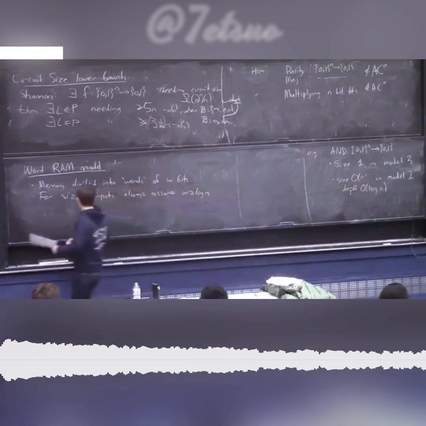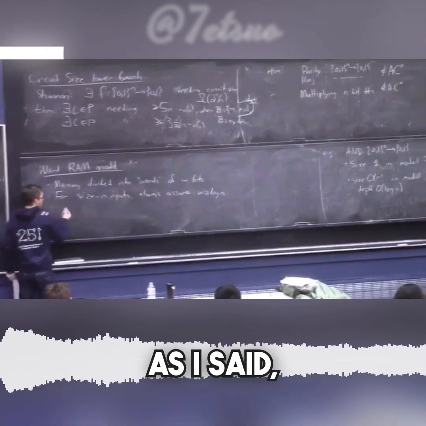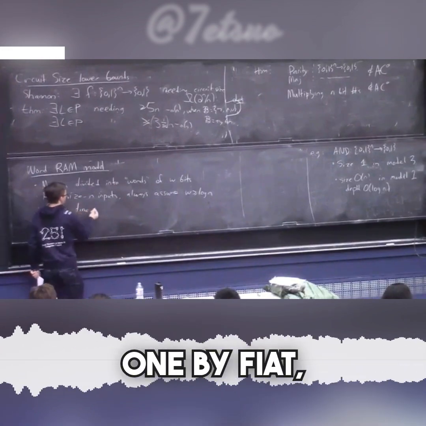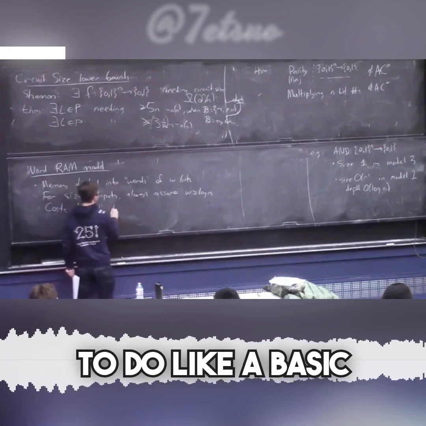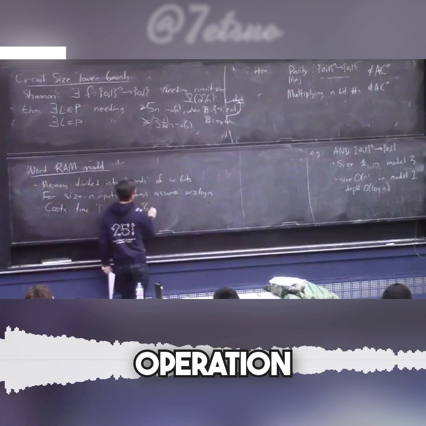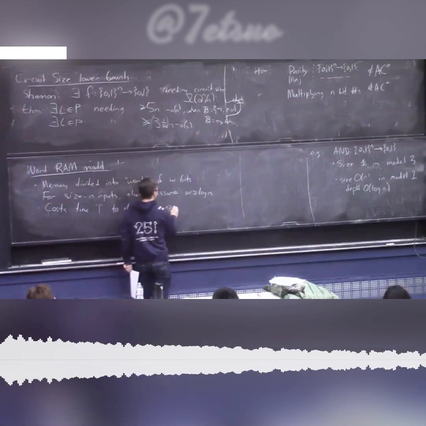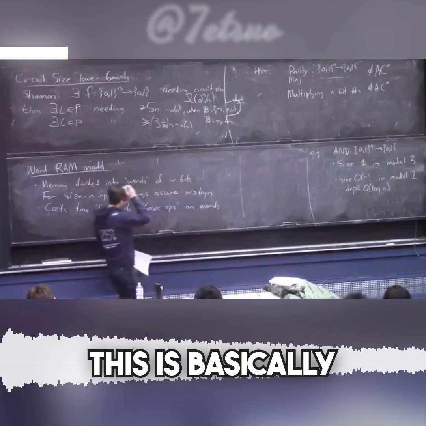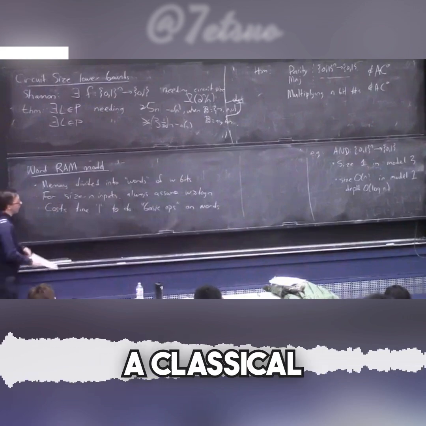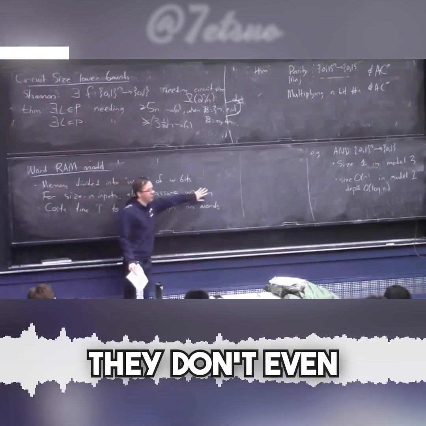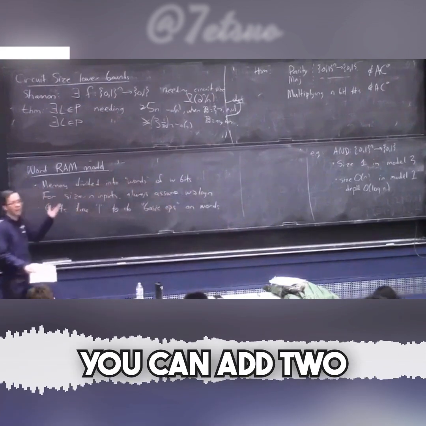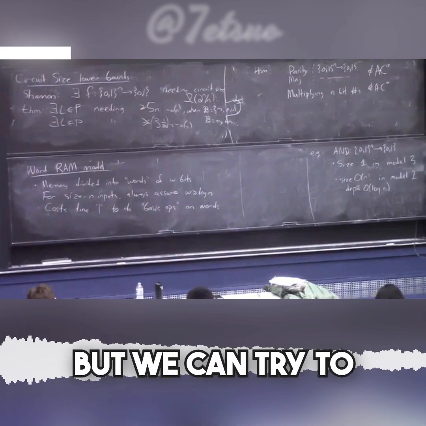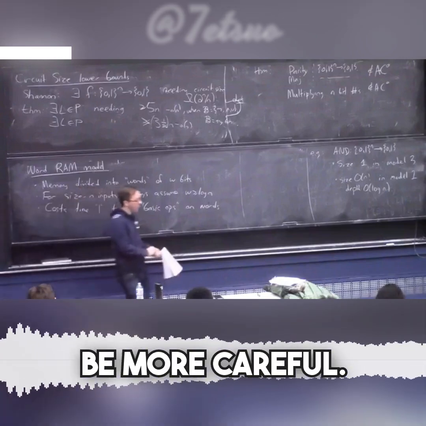And as I said, the point of the model is that it costs time 1, by fiat, to do a basic operation on words. And this is basically how they handle it in classical undergrad algorithms textbooks, right? They don't even really mention this, but they say, okay, you can add two integers in time 1 because that's a basic operation. But we can try to be a bit more careful.